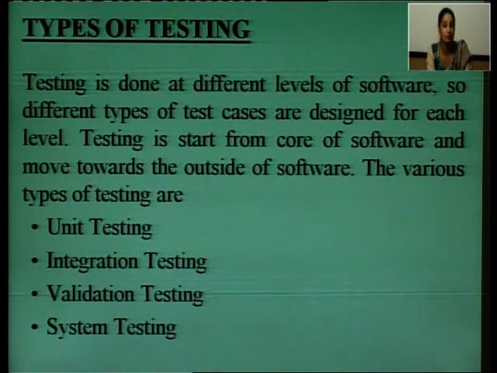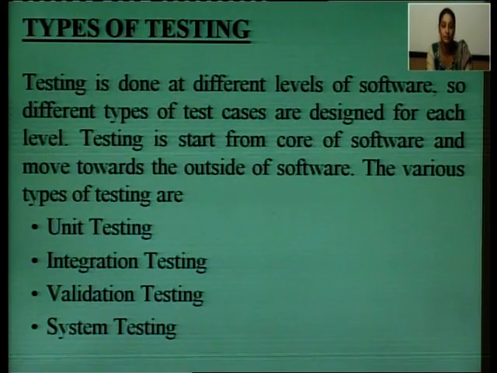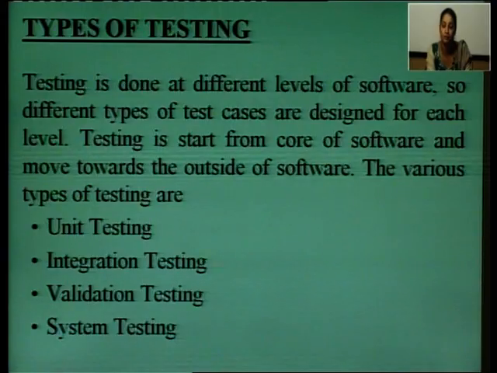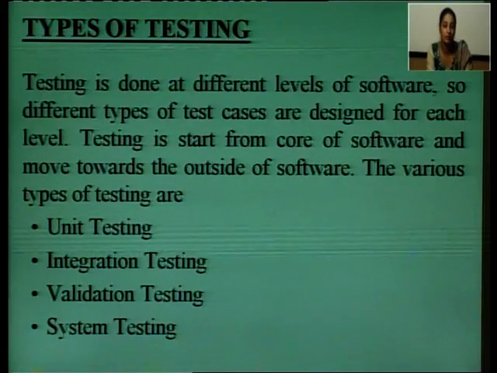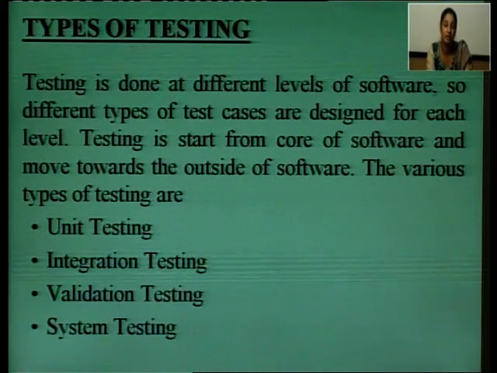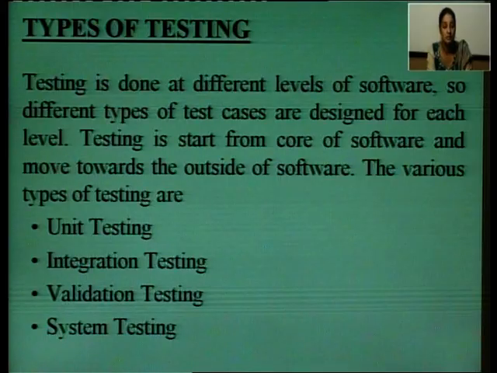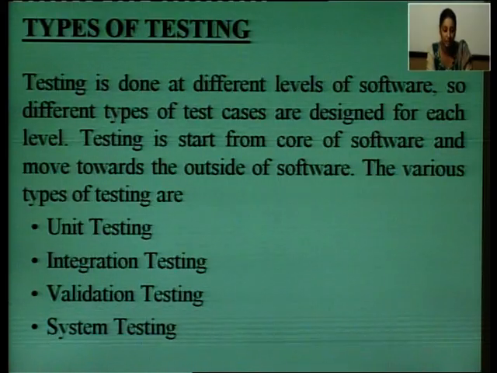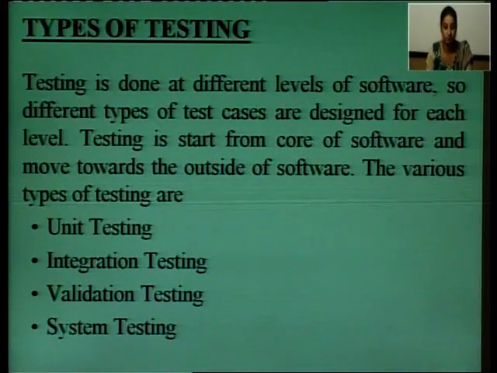In unit testing, we test a single unit, a single module. In integration testing, we combine the modules which we tested in unit testing and test them again. The third one is validation testing, in which we test the software against the user requirements. And the last one is system testing, in which we test the whole system before the implementation of that system.